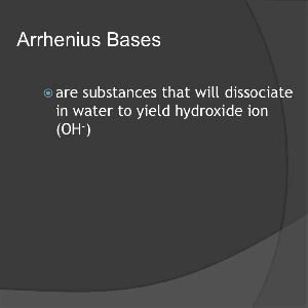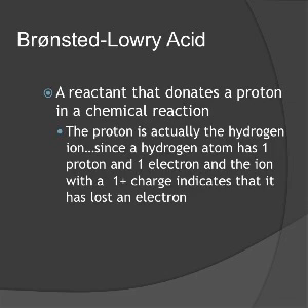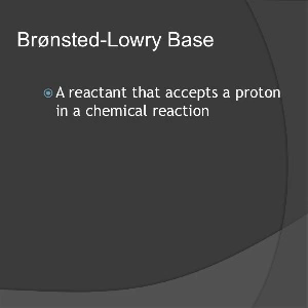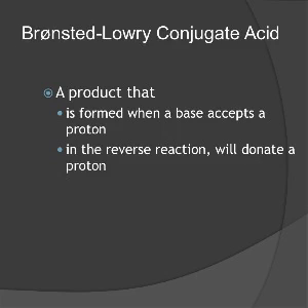So let's go to their classifications. Bronsted-Lowry, acid is a reactant that donates a proton in a chemical reaction. They defined a base as a reactant that accepts a proton in a chemical reaction. A conjugate acid, I'm going to define in two ways, because you can look at it in two ways. You just decide which way works better for you. A conjugate acid is a product that is formed when a base accepts a proton.